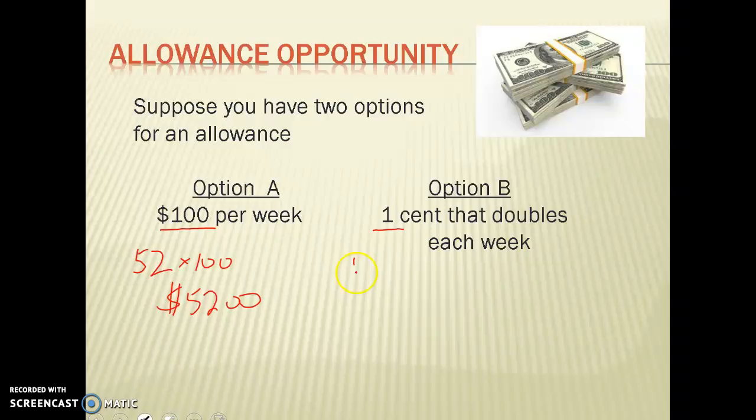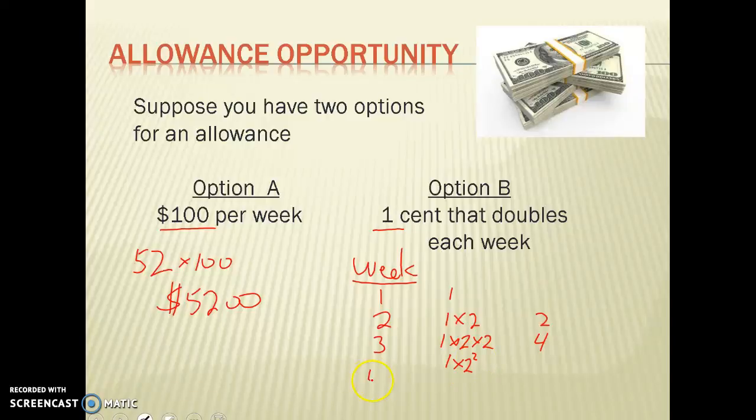If we're talking about the number of weeks here, week 1, you get a penny. Week 2, you get a penny, but you're going to multiply it times 2, and so that's 2 cents. Week 3, you started off with a penny, but you multiplied it times 2, and then you multiplied it times 2 again. So that's 1 times 2 times another 2, that's 4 cents. Well, another way to write this is 1 times 2 squared.